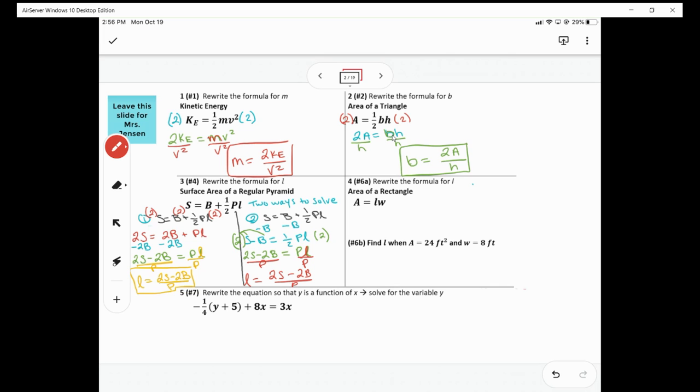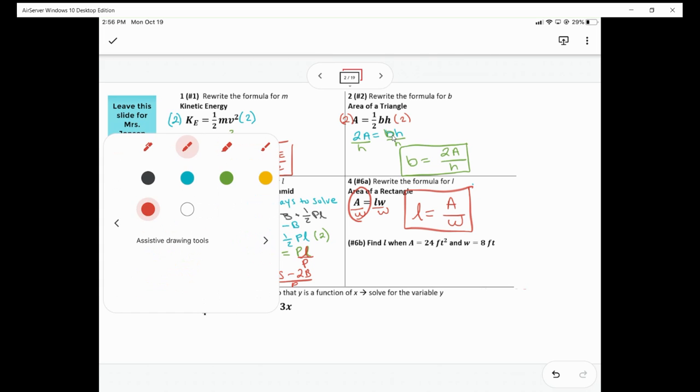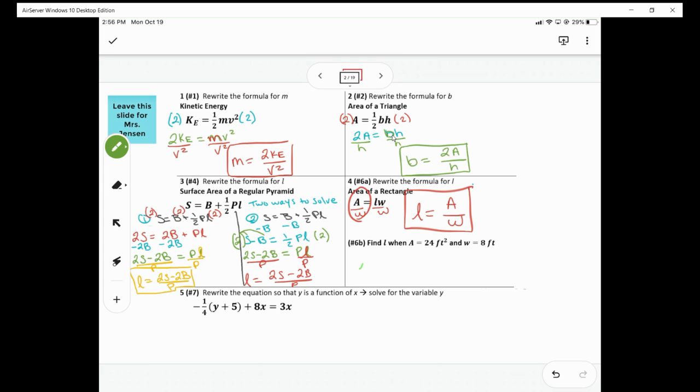Number 4, which is 6a on your homework, we have the formula for area of a rectangle. We want to solve this formula for L, for the length. Right now, we're multiplying by w, so we want to divide both sides by w. And there it is. So the length equals the area divided by the width. And now we want to use our formula and find the length when the area equals 24 and the width equals 8, which would make the length 3 feet.